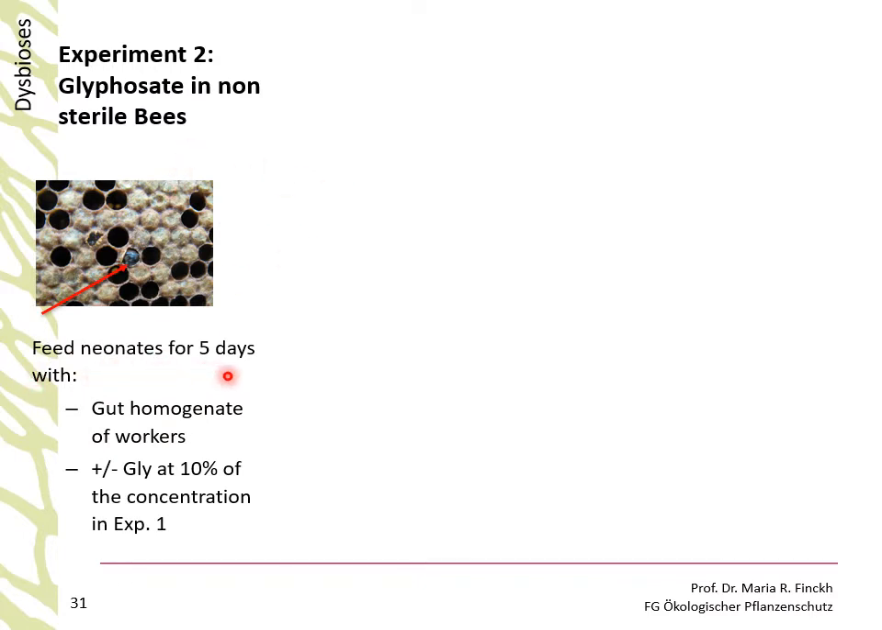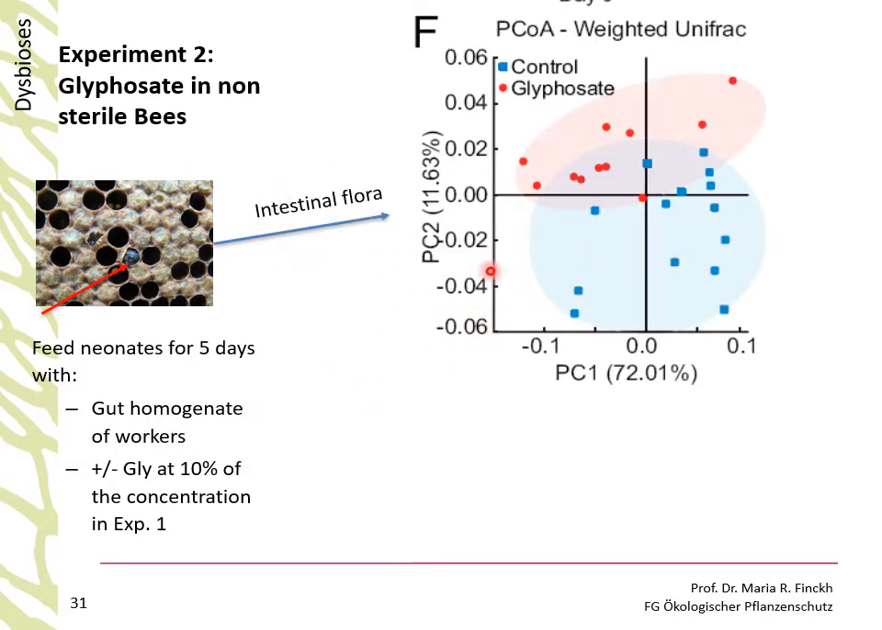Then they did a second experiment. They again took the neonates for 5 days, and they fed them with gut homogenate of the workers, but they added to the gut homogenate glyphosate at 10% of the concentration in experiment 1. So they went down 1 order of magnitude. And so they had, with and without glyphosate, they fed them gut homogenate. And then they looked at what the intestinal flora looks like. And they could show that in the control, the intestinal flora was different from the glyphosate treated one. You see some shift in the flora. One of the typical pictures, there's some shift, but we do not know who is who.